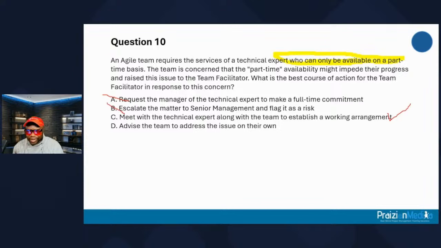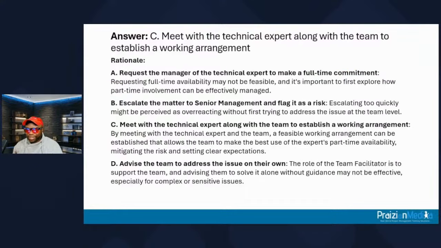B, escalate the matter, is a "mother may I" kind of thing. We don't do that when we can find a solution ourselves. And D, advising the team to address the issue, doesn't make sense. You're the team facilitator. So your job is to get common ground, consensus, and get people talking together. Be a bridge builder, be a servant leader. So the best answer, my friends, in this question is option C.